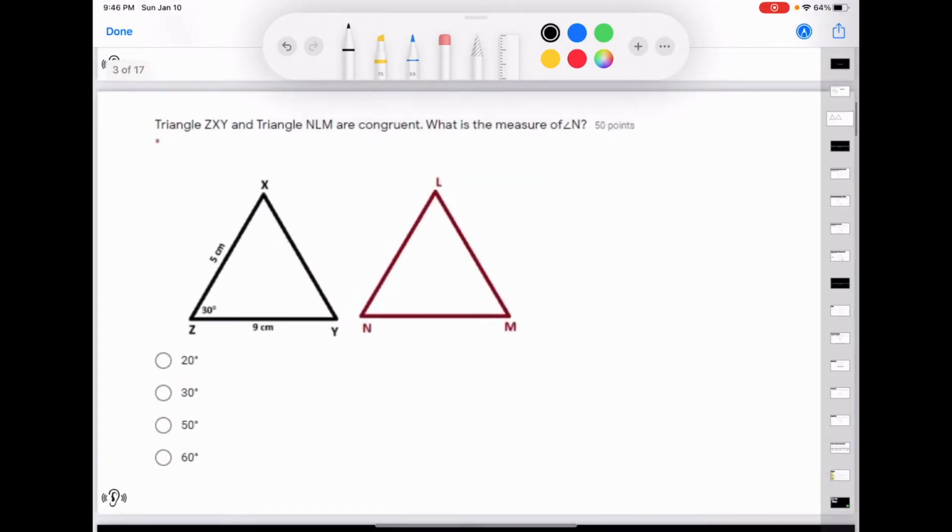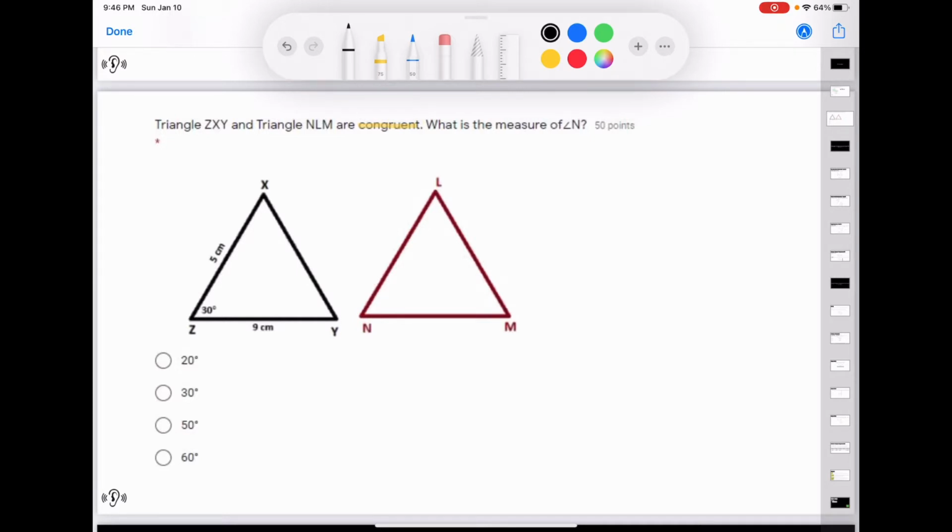Let's look at this other problem that we got. This one said triangle CXY and triangle NLM are congruent. What is the measure of angle N? So in this instance, we are directly told that these two triangles are congruent. Therefore, we don't have to determine whether these triangles are congruent or not. Because we know that they are congruent, we know that their angle measures and their side lengths must all be the same. In order for two figures to be congruent, all the angle measures and all the side lengths must also be congruent. They must be exactly the same.